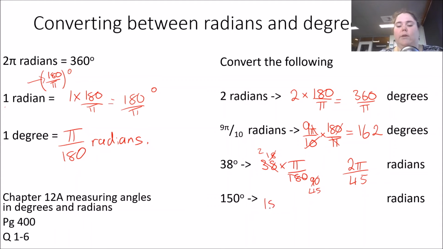Same with the next one, 150 times pi on 180. I would cancel the 10s to start with. Then I know there's 3 in both of these: 6 threes there and 5 threes there, which gets me 5 pi on 6. So that's how we do radians. They're the questions I suggest you do.